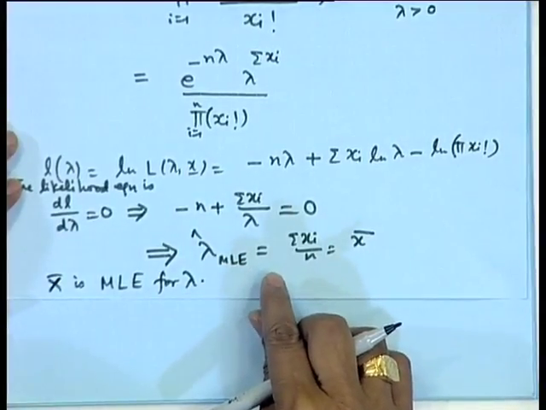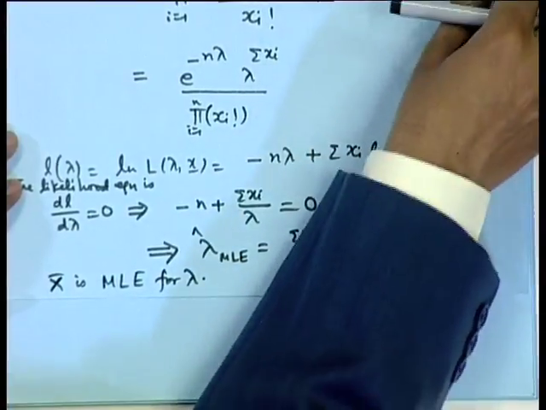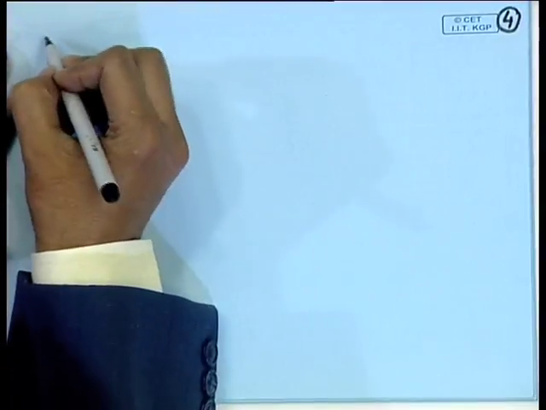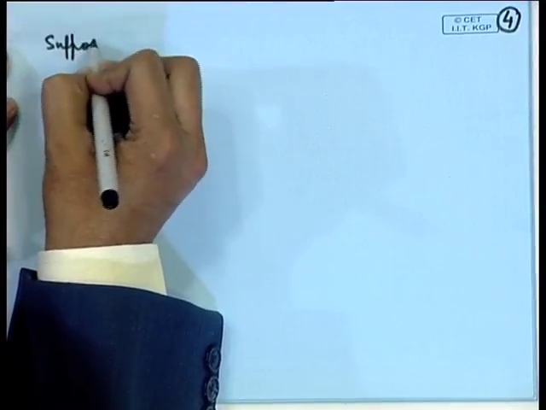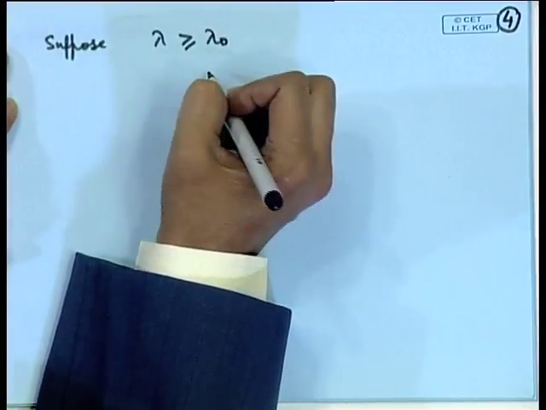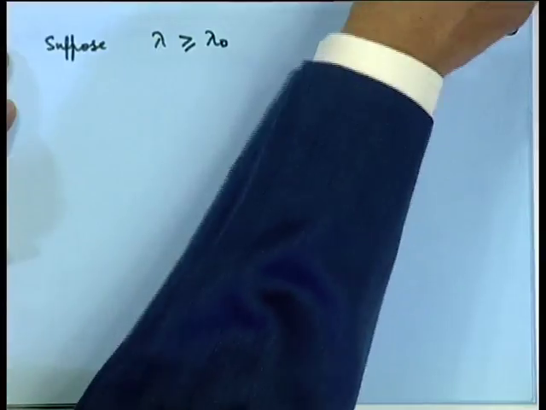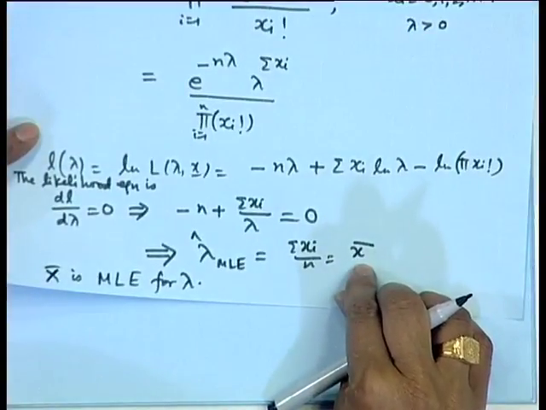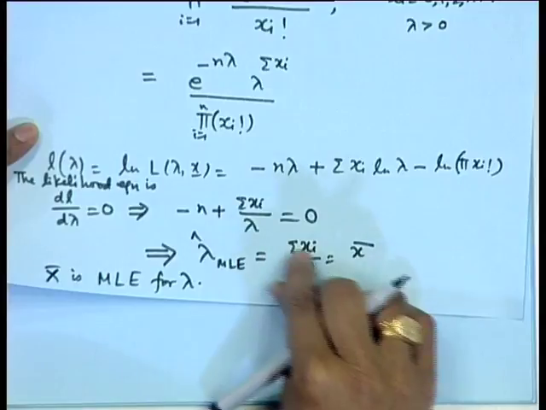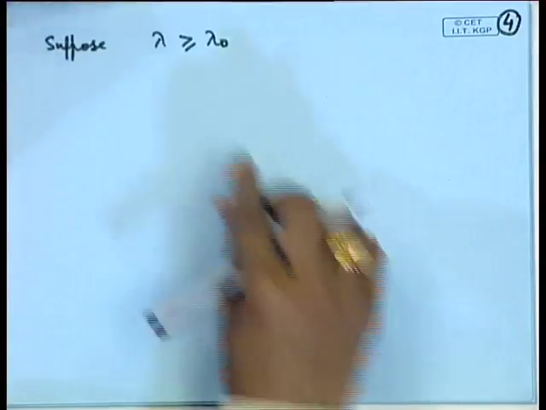Another thing that we can observe: here the maximization is done over the parameter space. So, in case there is a modification, for example, in the previous exercise, suppose we know that lambda is greater than or equal to lambda naught. That means we know that the rate of arrival in a Poisson process is bigger than a prescribed quantity. In that case, x bar is actually the maximization over the full parameter space, and we may have a situation where x bar is less than lambda naught.